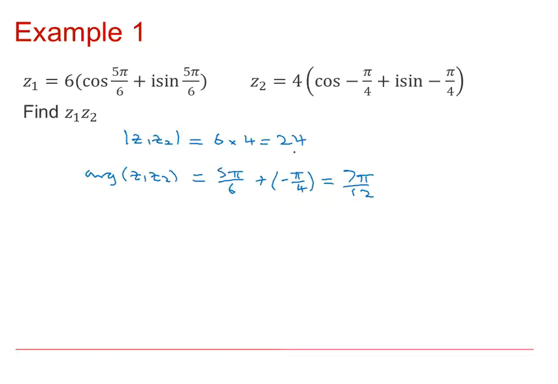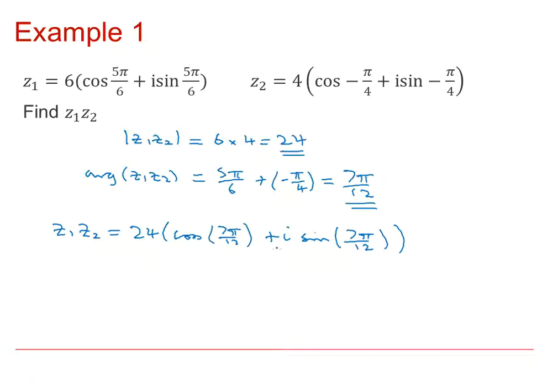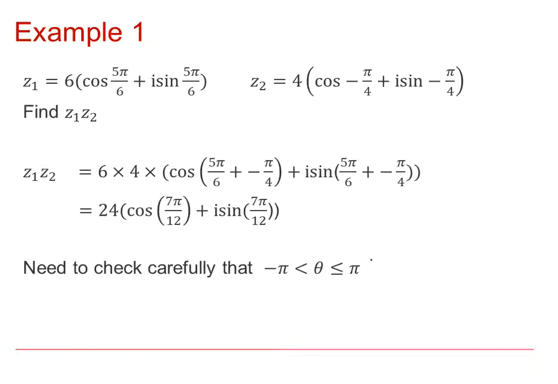So now we have the modulus of the answer and the argument of the answer. We can write down z1 z2 without any further calculation. It must be 24 bracket the cos of the argument plus i sine the argument. And it's always good practice at this stage to check that the argument is between minus pi and plus pi. Make sure it's a principal argument. And there you can see the full method.